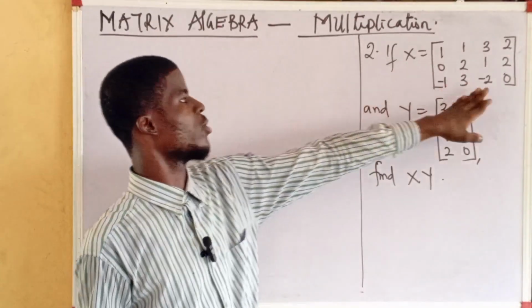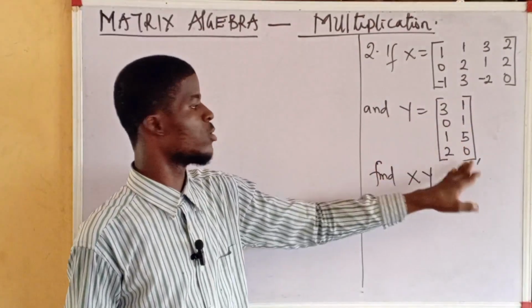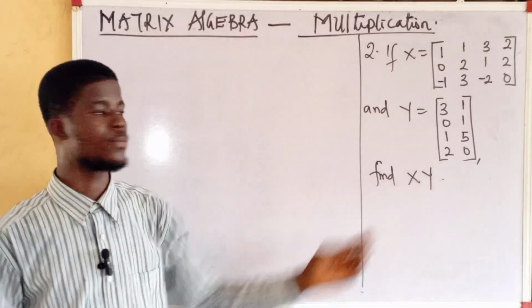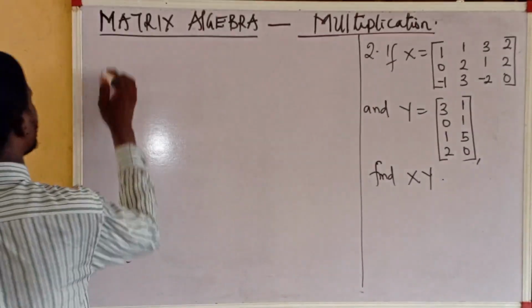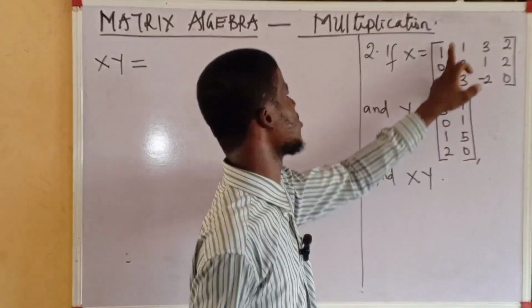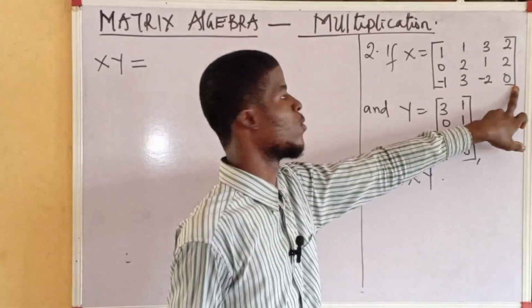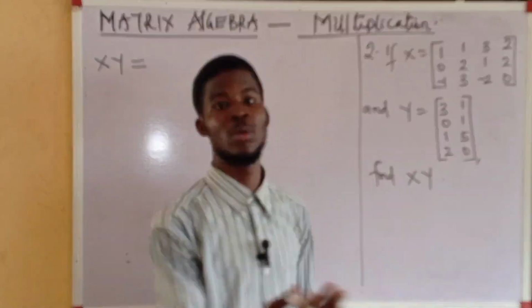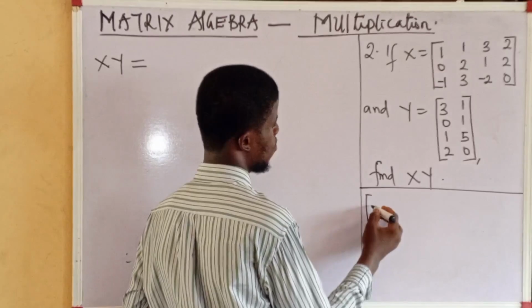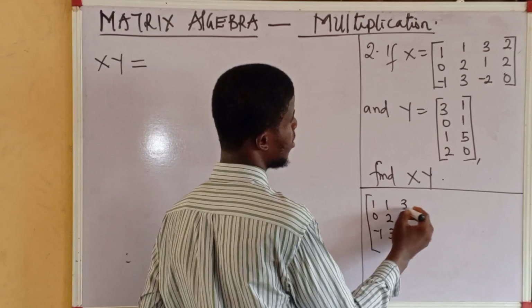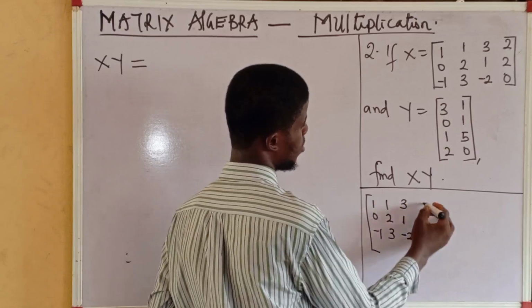If x is equal to this matrix x, and y is equal to this matrix y, we have to find the product of x and y, xy. It's very easy. First of all, the number of columns of this matrix, 1, 2, 3, 4. We have 4 columns. We have 4 rows here also, 1, 2, 3, 4. So they are conformable for multiplication. 1, 0, minus 1, 1, 2, 3. 3, 1, minus 2. 2, 2, 0.